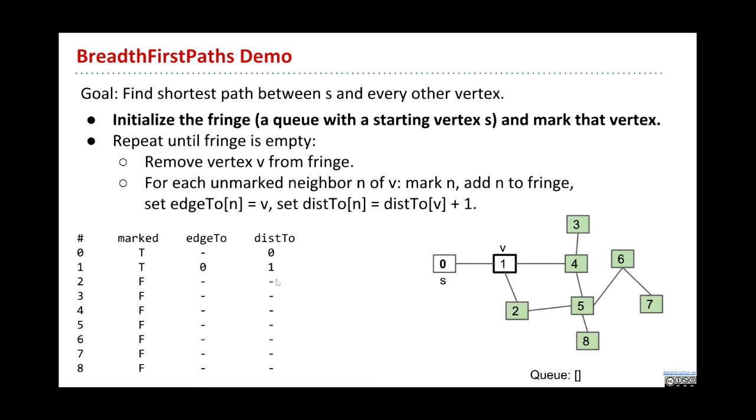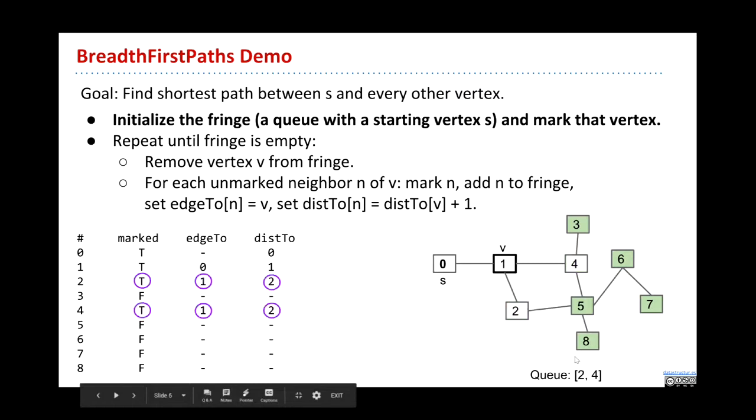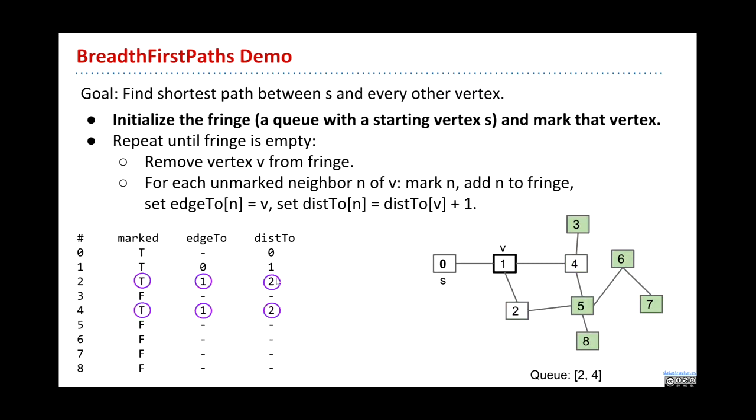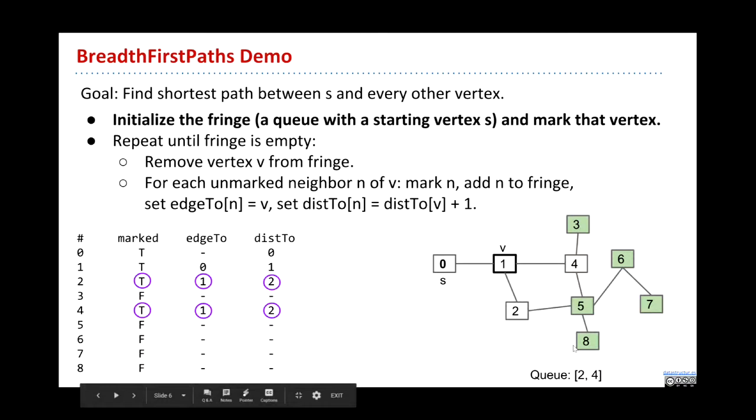Distance 2 and edge 2. And we're also going to add it to the queue. So the 4 things that happen are marked, edge 2, distance 2, and you're put in the queue. Okay? All right. So one more.